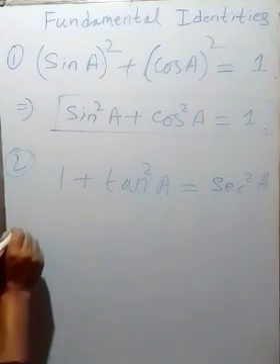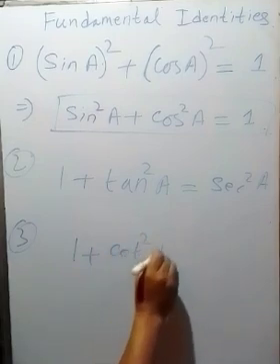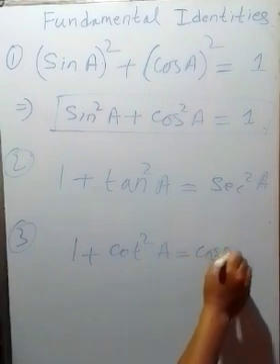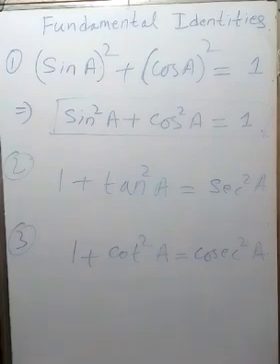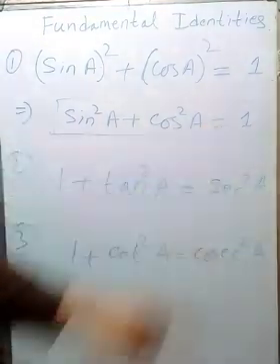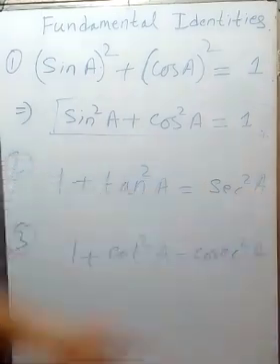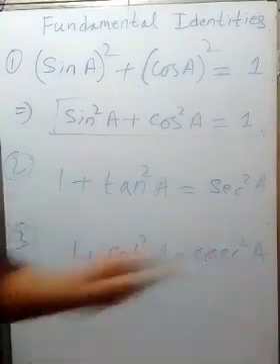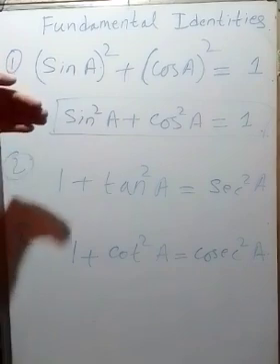And similarly, third will be 1 plus cot square A. This gives cosec square A. So these are very important fundamental identities. Sin square A plus cos square A equal to 1. Number 2, 1 plus tan square A equal to sec square A. Third, 1 plus cot square A equal to cosec square A. You can learn now or you can prove these remaining 2 using the same process just like before.